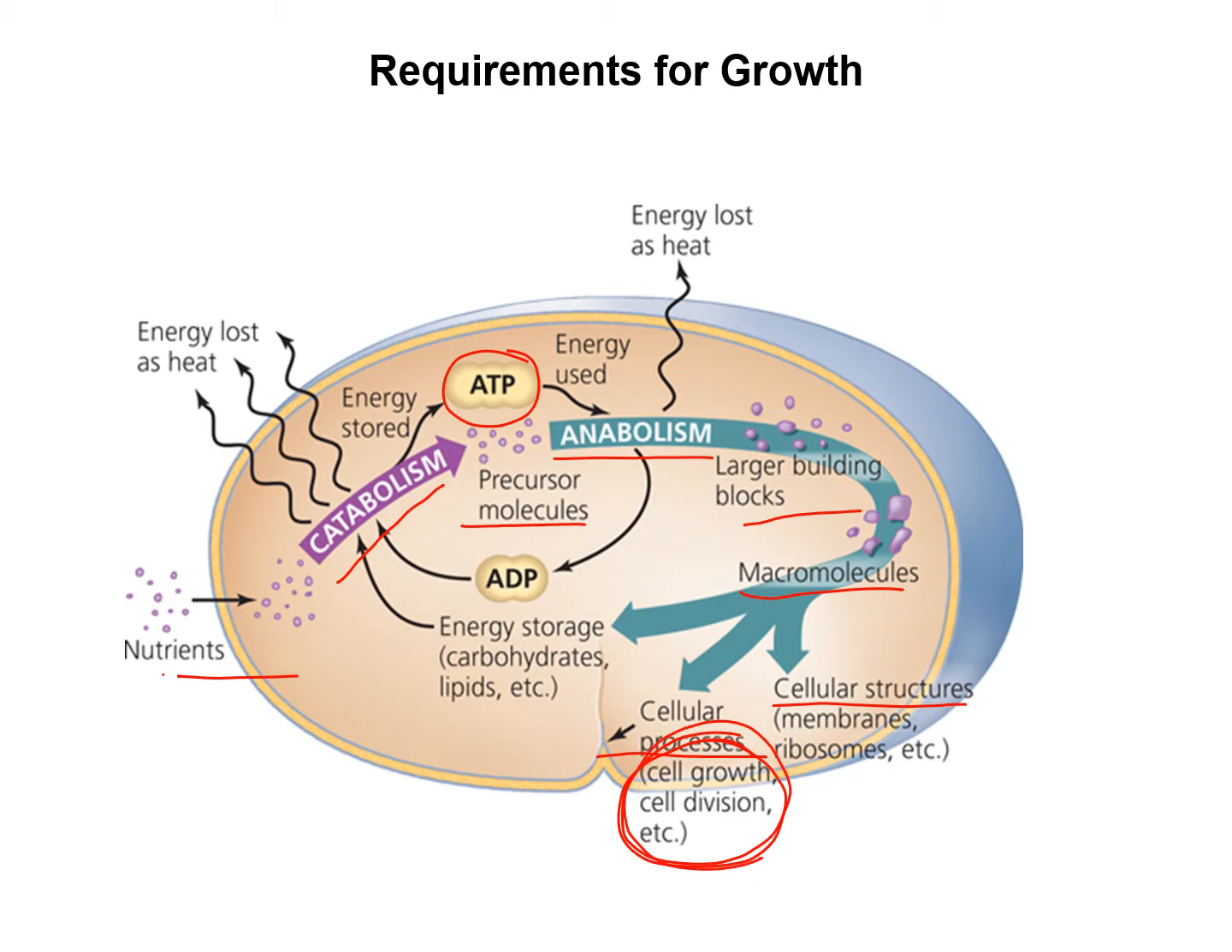In order for the cell to be able to metabolize and perform all these functions, the cell needs to have functional enzymes. So any factor that would affect enzymes will affect the ability for the cell to grow.